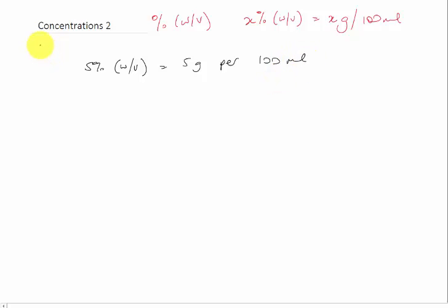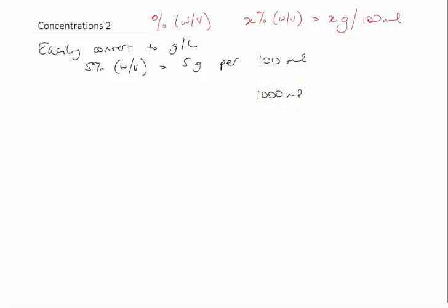And we can easily convert to grams per litre by just changing this volume. So this is just the same as we did in the last video. If we don't want 100 mils, we want 1,000 mils, then this is 10 times bigger volume. So that means there's 10 times more stuff in that volume. So we times this by 10 as well. So that gives us 50 grams for every 1,000 mils. So that's 50 grams per litre.